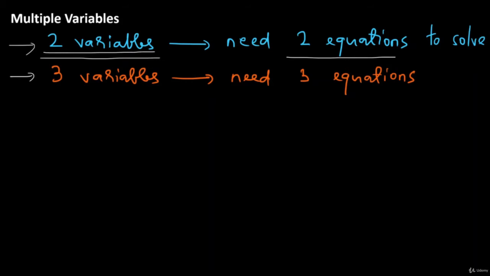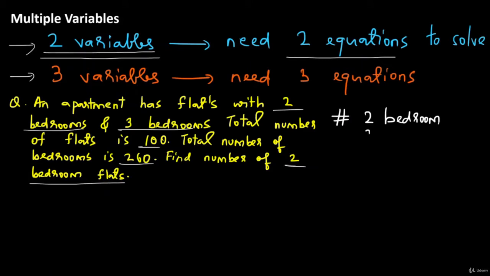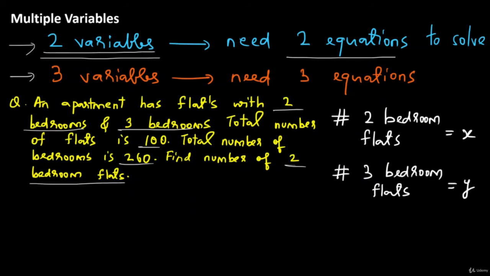Let me bring a sample question to your attention. An apartment has flats with 2 bedrooms and 3 bedrooms. Total number of flats is 100. Total number of bedrooms is 260. Find the number of 2-bedroom flats. Alright, now to solve this, let's take the number of 2-bedroom flats as x and the number of 3-bedroom flats as y. Alright, now it's given that the total number of flats is 100.